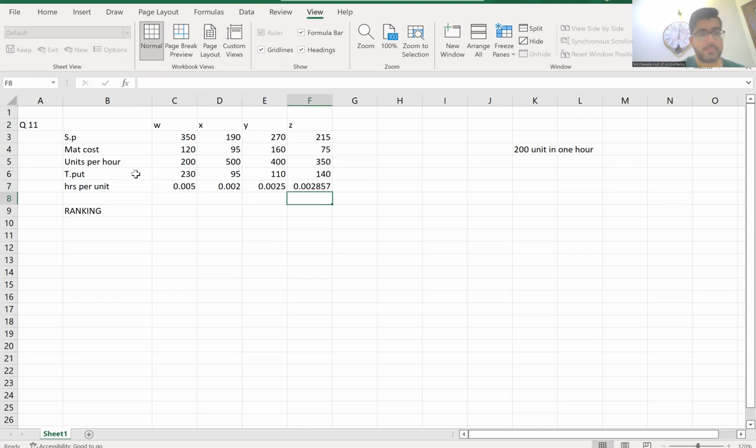So you have got the selling price, you have got the material cost, you deduct it to get throughput, and then you don't need how many units are made in 1 hour, you need how many hours each unit takes. You have that. So you have throughput, you have hours. Now you can get throughput per limiting factor, also called throughput per hour. Okay, you have the throughput in cell C6 divided by hours, C7.